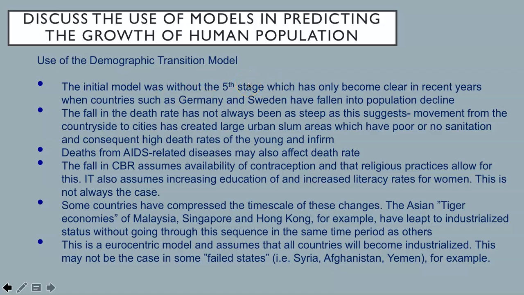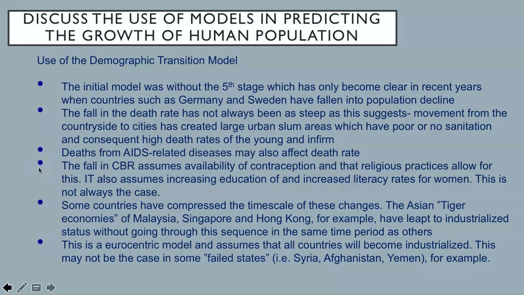...which has only become clear in recent years when countries such as Germany and Sweden have fallen into population decline. The fall in the death rate has not always been as steep as this suggests. Movement from the countryside to cities has created large urban slum areas which have poor or no sanitation and consequent high death rates of the young and infirm. Death from AIDS-related diseases may also affect death rate.